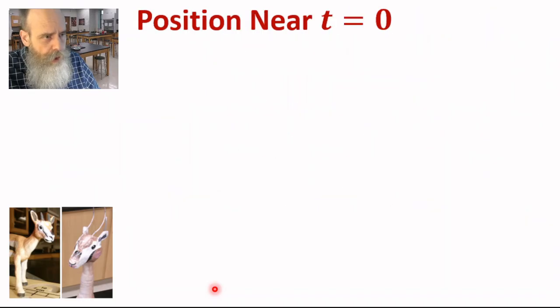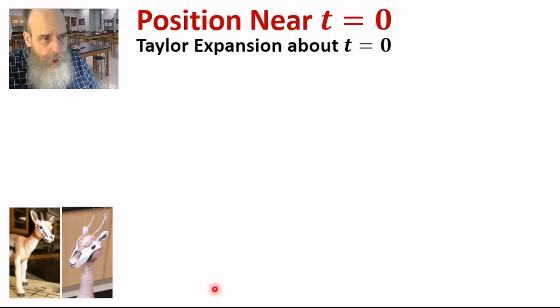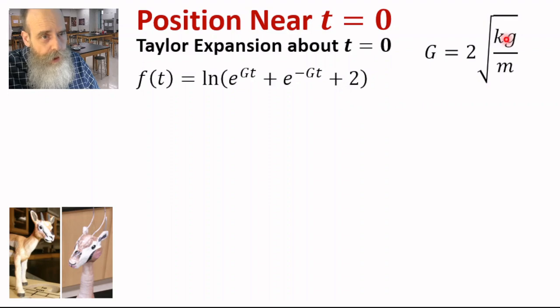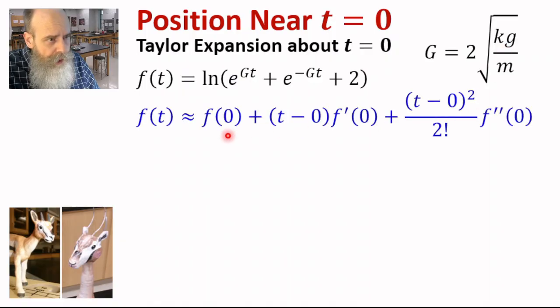Position near t equals 0. So let's do a Taylor expansion about t equals 0 of this function. f(t) equals ln of e to the gt plus e to the negative gt plus 2, where g is this, 2 times square root kg over m. This is the expression for the Taylor expansion. f at t is f at 0, plus t minus 0 times f prime at 0, plus t minus 0 squared over 2 factorial times f double prime at 0, to second order in t.